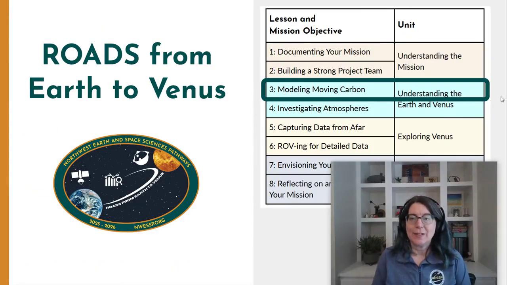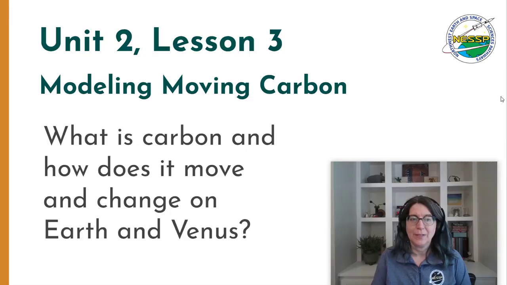This lesson is in Unit 2, Understanding the Earth and Venus, and again, it's Lesson 3 in this year's Roads from Earth to Venus companion course. The guiding question for this lesson is, what is carbon and how does it move and change on Earth and Venus?